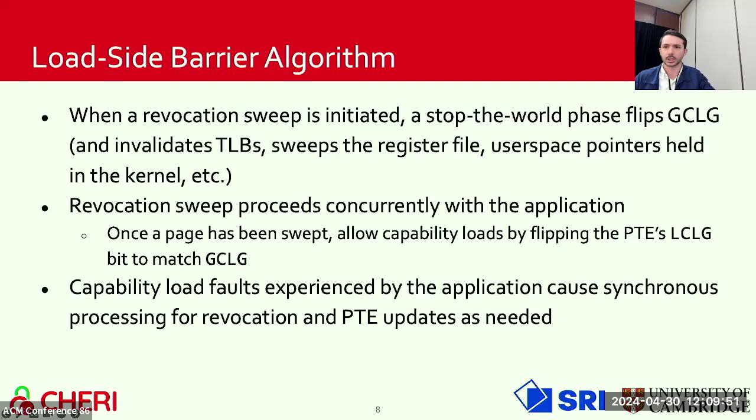I'll add some more color to the load side barrier algorithm that I mentioned before. When a revocation sweep is initiated, there is a stop the world phase. It's very short. We flip the GCLG bit and do some other things like invalidating TLBs, sweeping the register file and places in the kernel where user space pointers might be held, so that nothing can escape revocation. Then we resume the application. The sweep proceeds concurrently. Once a page has been swept, we can flip the LCLG bit to allow loads to proceed. Any capability load faults that the application experiences will be handled synchronously, and the right thing will be done with the PTE bits.